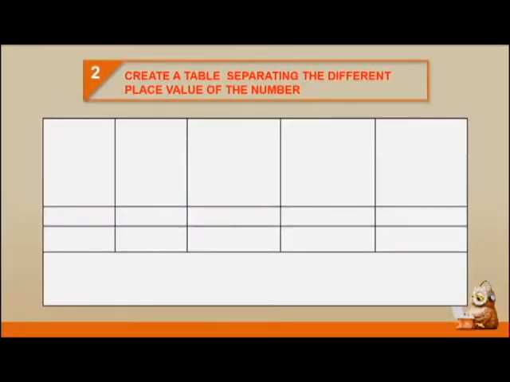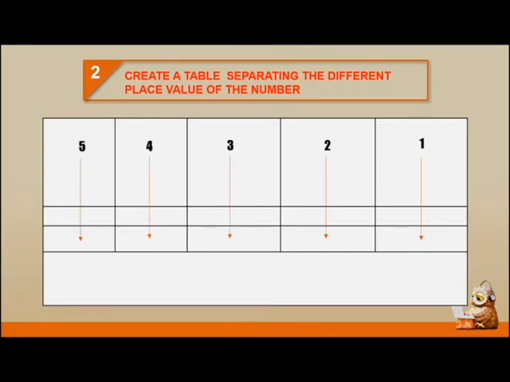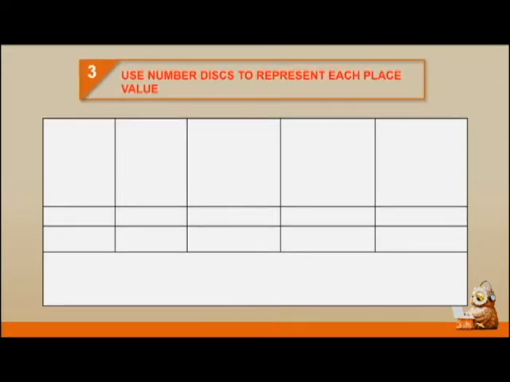Good. Step 2. Create a table which would separate each digit. The number of digits will determine how many columns we will create, and at this time we have 5 digits, therefore we should have 5 columns. And put 4 rows to complete the table. See the given table. Step 3. Use number discs to represent each place value. I will do it first and will try to explain later.